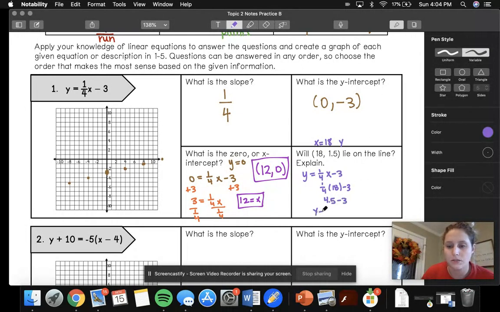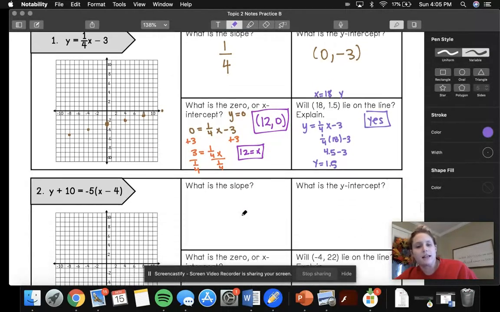4.5 minus 3 is 1.5. So my gut instinct was wrong. Yes, this would lie on the line because when I put in my input, I got the output of 1.5. So very cool. All right, go ahead and try the next problem.